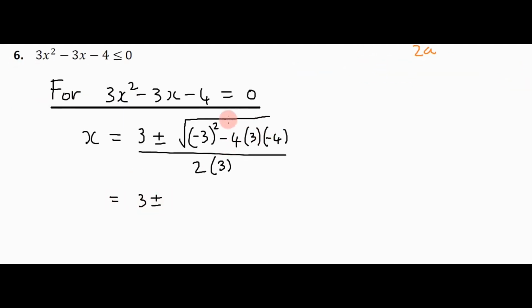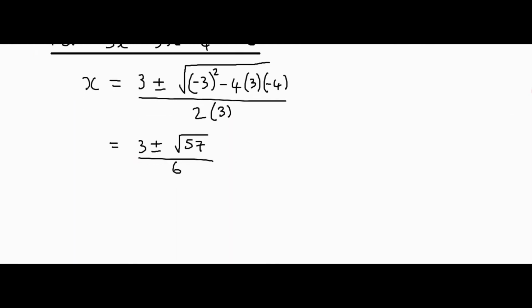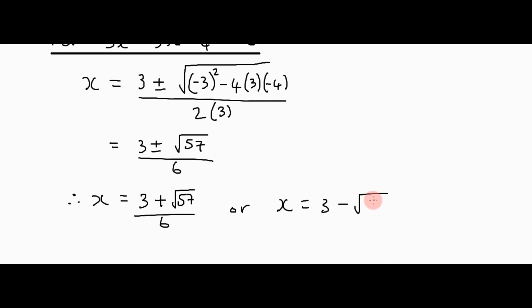We can work out what's under the square root, and it's going to be 57. So the square root of 57 all over 6. So in this case, x is equal to 3 plus the square root of 57 all divided by 6, or x is 3 minus the square root of 57 all divided by 6.